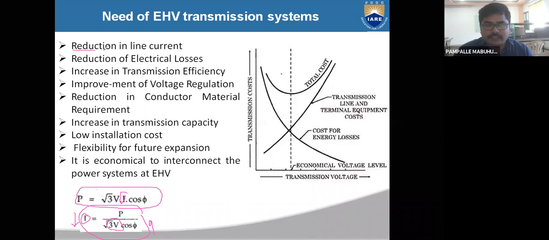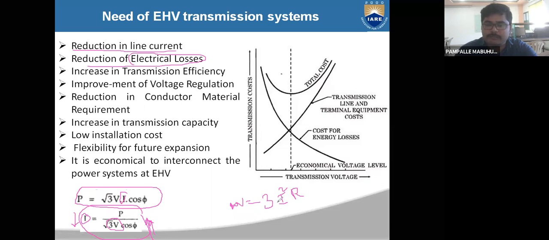So this is the first one. When you transmit the power at a higher voltage, the line current decreases. When the line current decreases, what happens to the losses? Losses will decrease. Recall the three-phase power loss equation: W is equal to 3I square R.